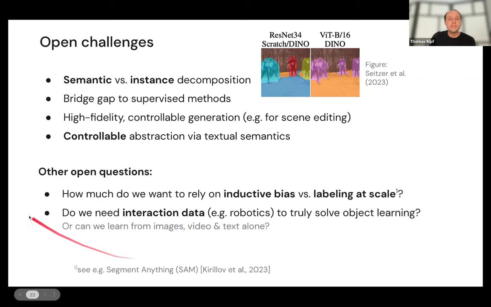And also questions like, do we need interaction data, like robotics data, to truly solve learning? Does a model have to actually interact with the environment, or can we just learn from images, video, and text alone? That's important because from cognitive science, things really point in a direction that interaction is really important to learn about the structure of the world. And with that, I'd like to conclude.